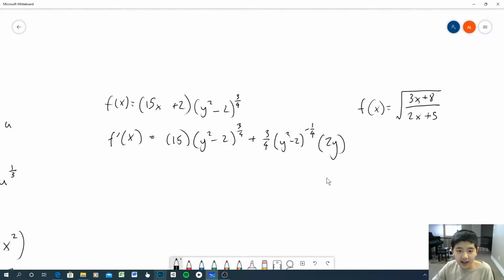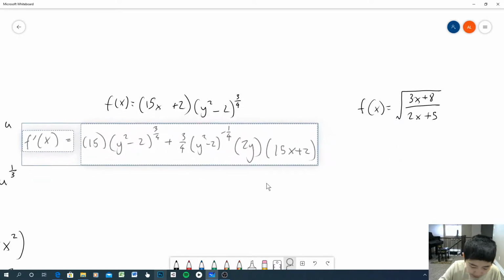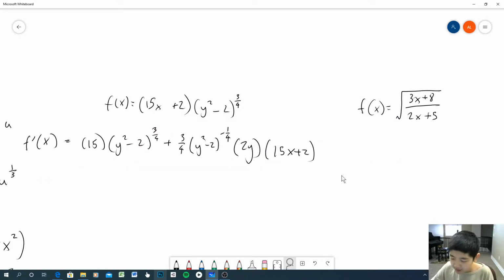Except that I actually forgot one last step. This is multiplied by 15x plus 2. And that's our long answer. Again, we can simplify it, but since we want to keep this video short, you can do that in your spare time because simplifying is just some manipulation. I'm going to move this over to make room for this question over here.